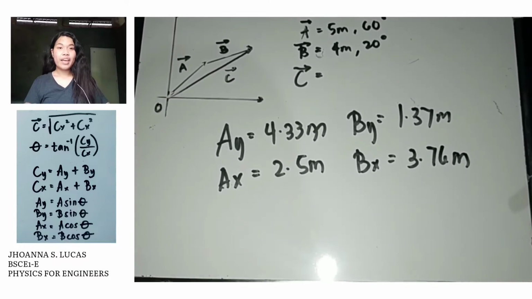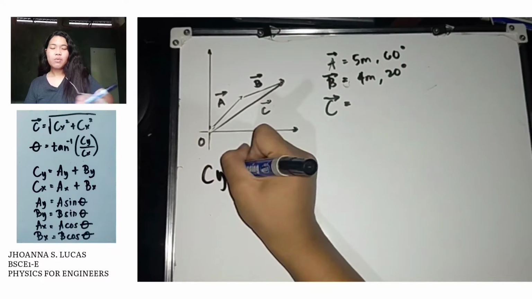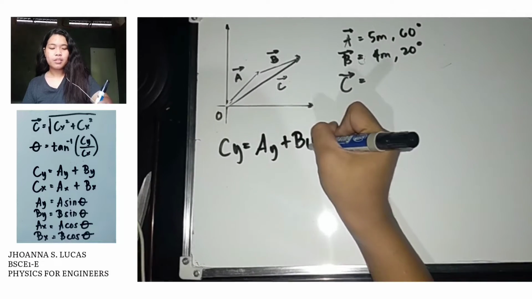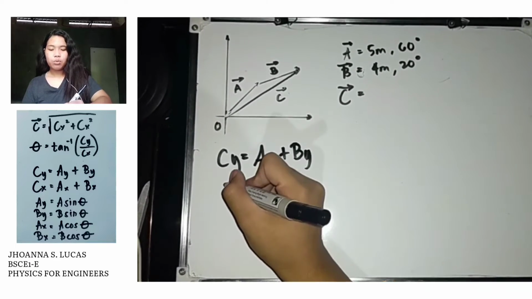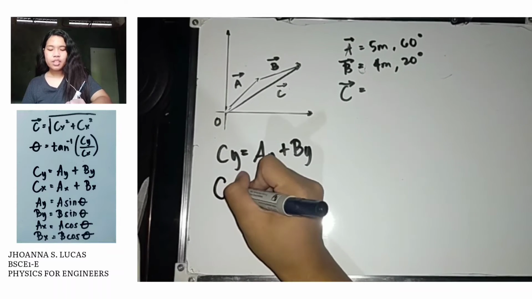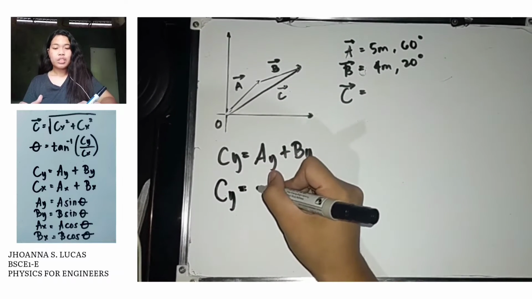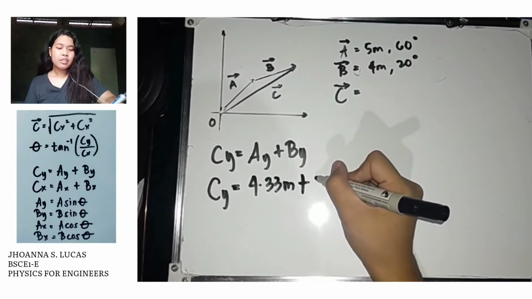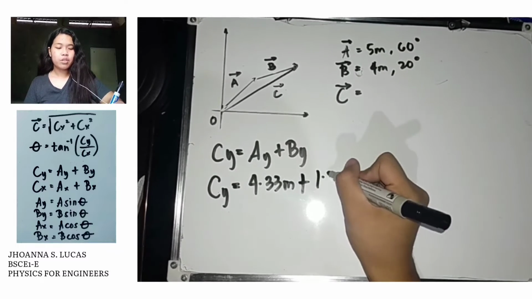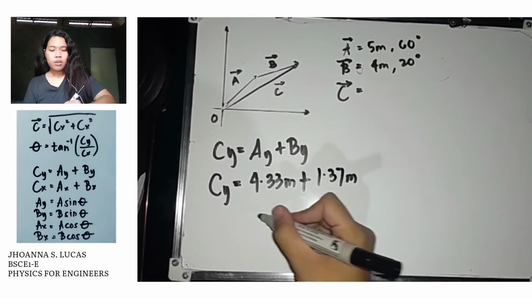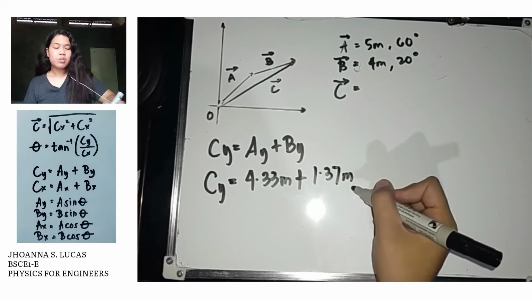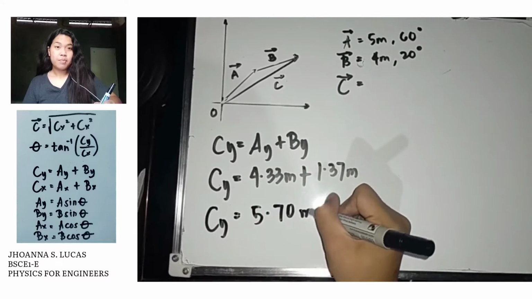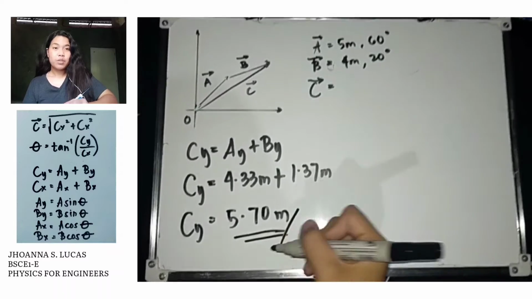the equations for Cy and Cx, where Cy is equal to Ay plus By. So let's substitute, since we already know our Ay and By. Cy equals our Ay, which is 4.33 meters, plus our By, which is 1.37 meters. So 4.33 meters plus 1.37 meters is equal to 5.70 meters. So our Cy is 5.70 meters.